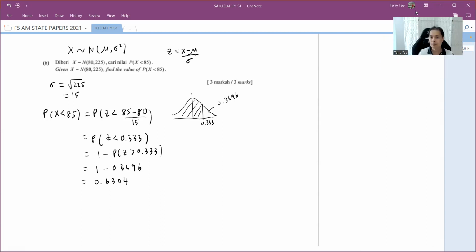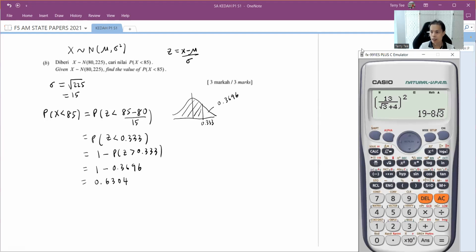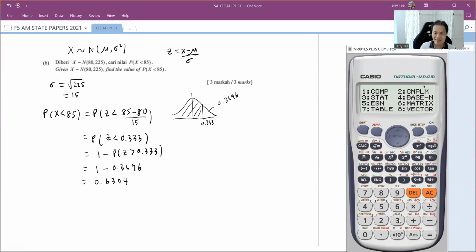Now for this calculator, we have to change our calculator mode to stats, 3 for stats. You go to all clear, just to clear everything first. Then you press Shift 1 for stats. You go to number 5 for distribution. Select 3 for R. Now remember, calculator and mathematical table is different. The calculator reads R as upper tail. So we press 3 for R, press 0.333, then you get 0.3696. Notice you get the same answer, but this calculator gives us more decimal points.